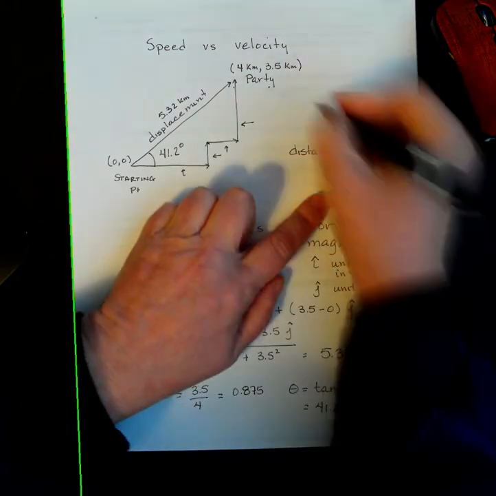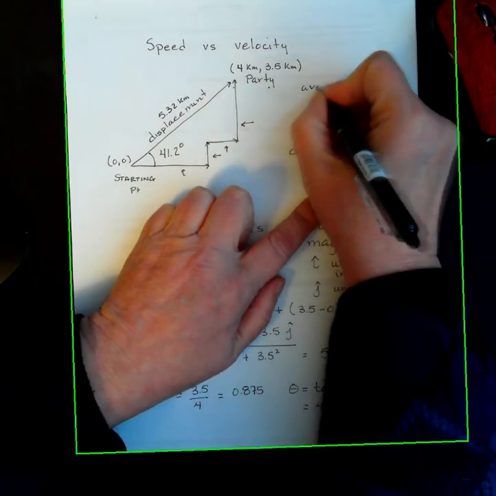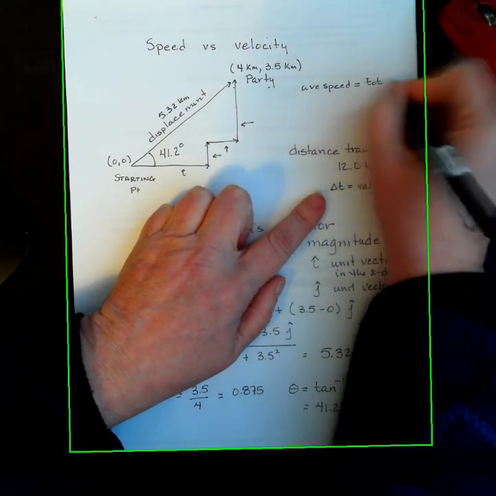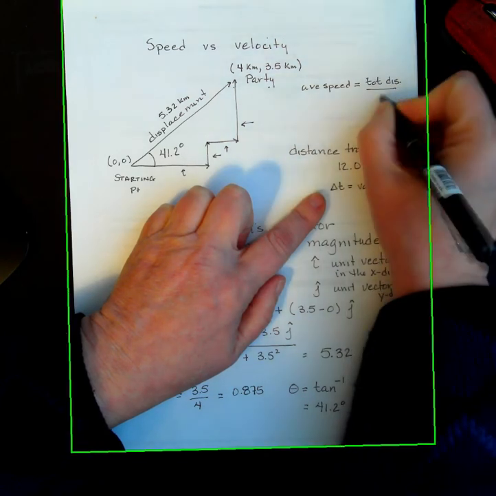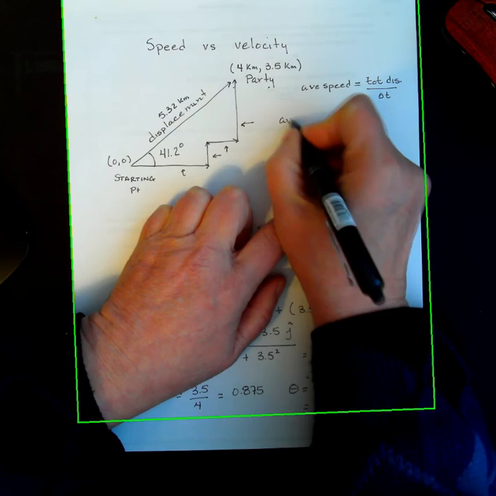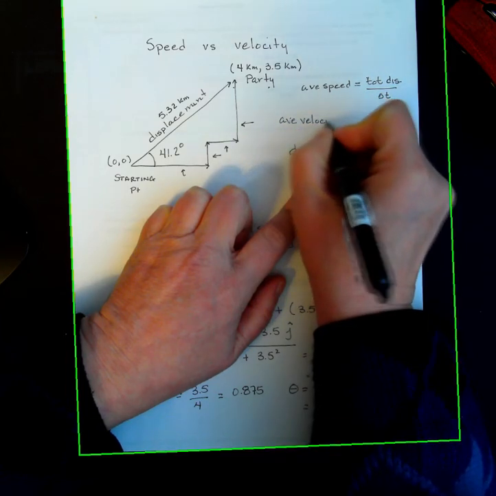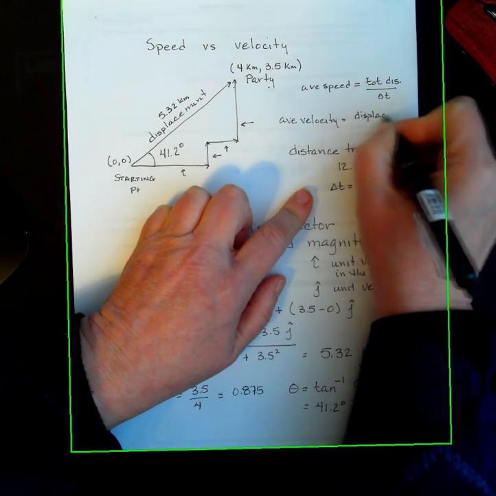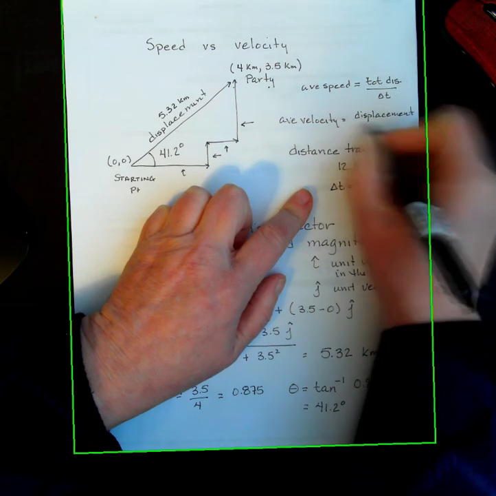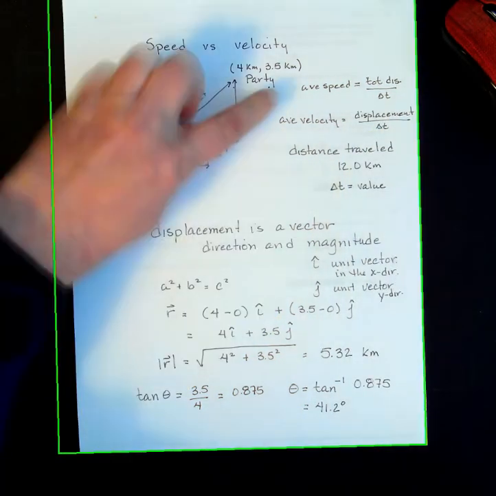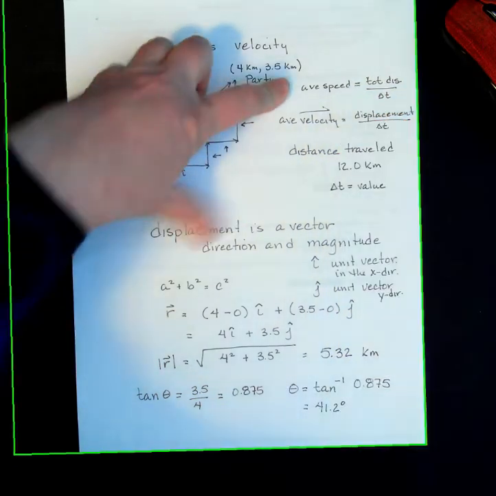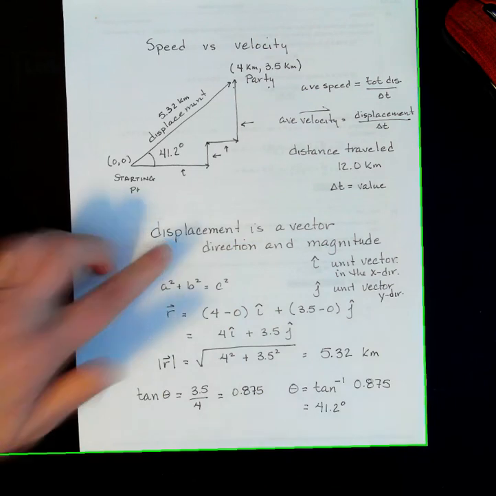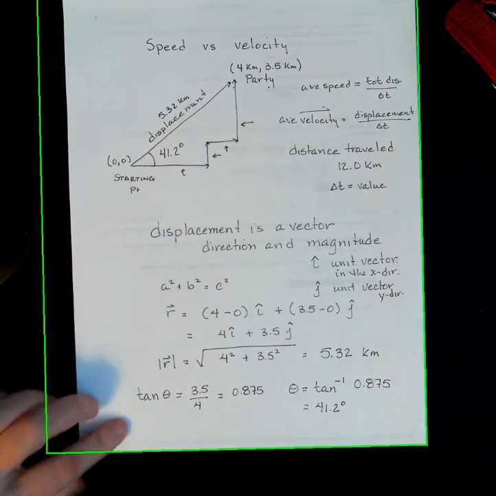So when I do average speed, that's total distance divided by the change in time, where average velocity is the displacement divided by the change in time. So one is a vector quantity and one is a different quantity than what we were talking about. So remember, displacement is a vector. We can find our vector components and we can find our angle.